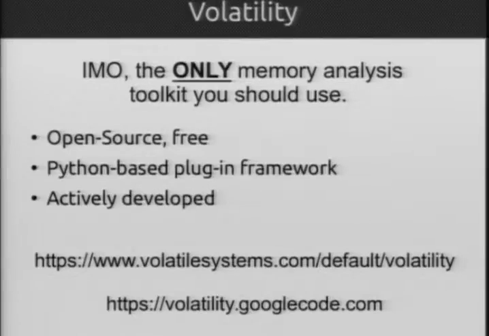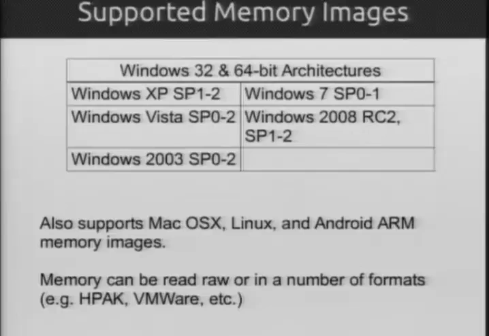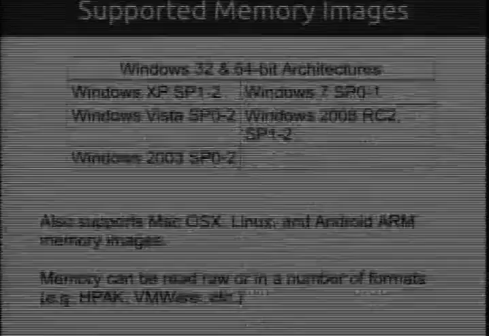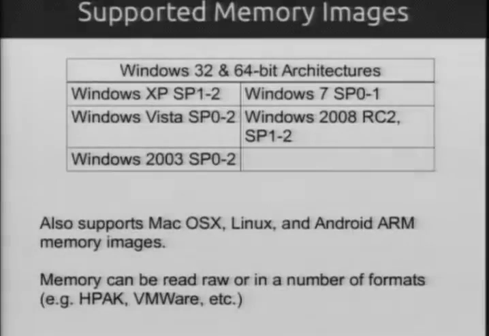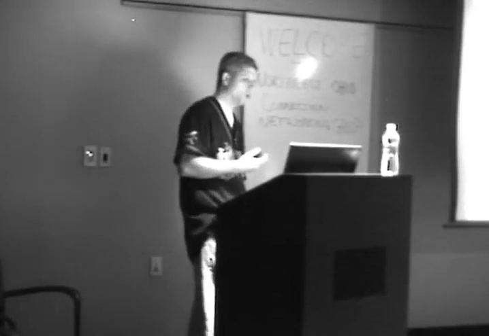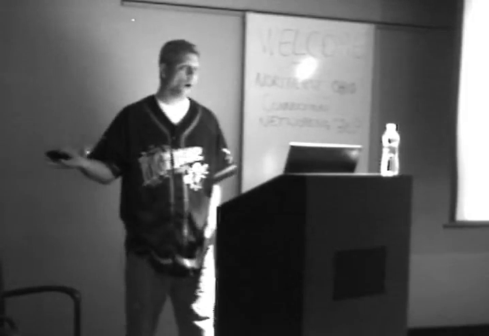So the big thing about Volatility is the memory images that it supports. What can it look at? Because every different version of Windows and every different service pack within Windows changes the kernel structures and the memory structures just slightly enough that one version is incompatible with another. So Volatility can support, for Windows 32 and 64-bit architectures, XP Service Pack 1 and 2, Vista Service Pack 0 through 2, 2003 Service Pack 0 through 2, 7 Service Pack 0 and 1, 2008 Release Candidate 2, and Service Pack 1 and 2. So pretty much all of the operating systems that we'll probably want to look at.